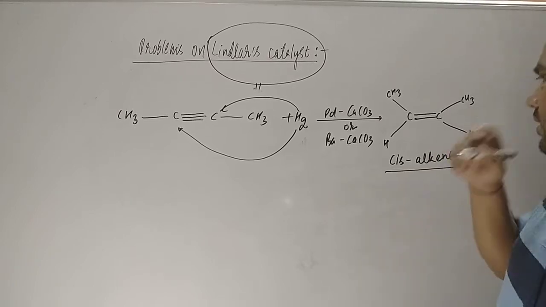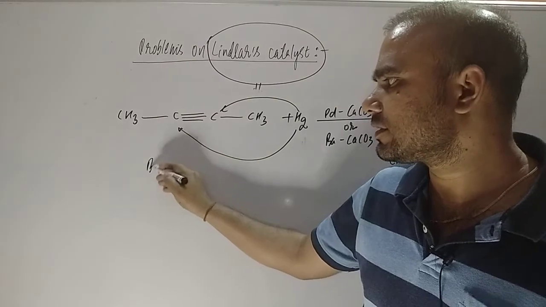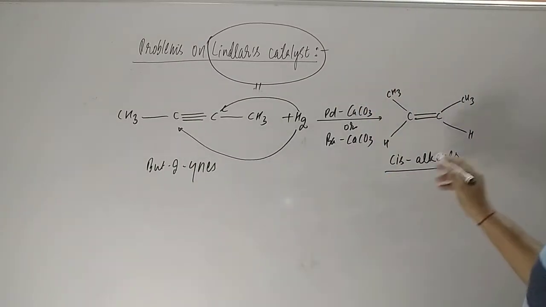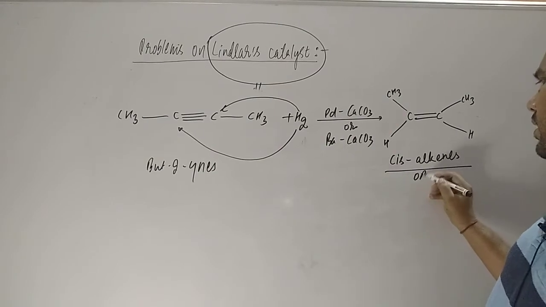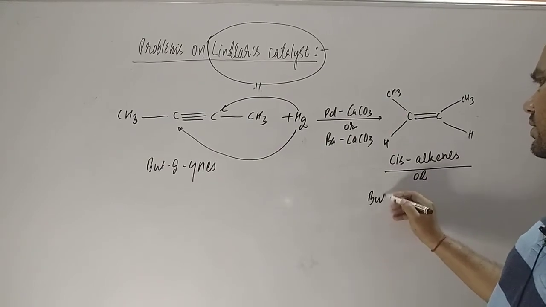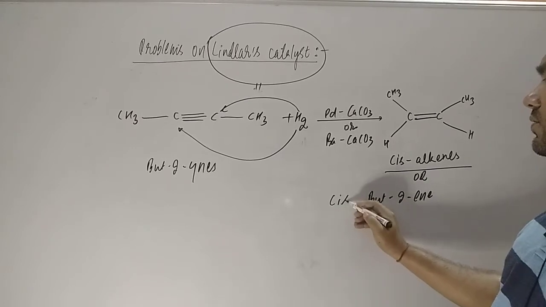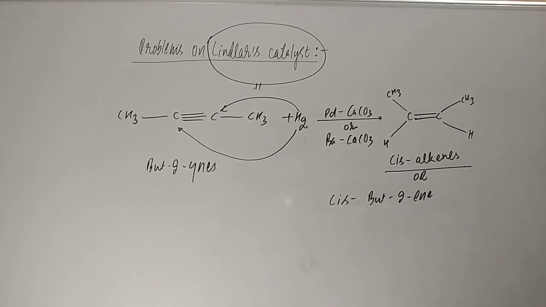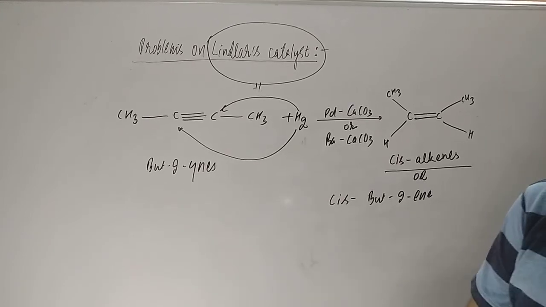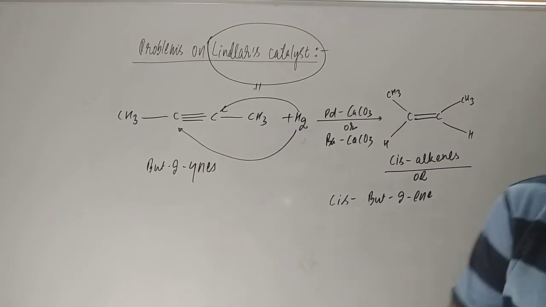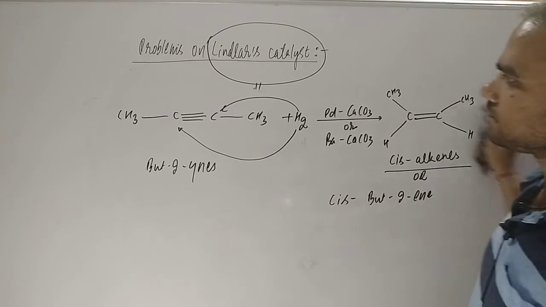This is butene, 2-butene, okay. And here the cis alkene is named cis-2-butene. So this is the very first example of a Lindlar catalyst. And now what are we going to do, students? We are going to discuss some other problems. Let us have a look at them.